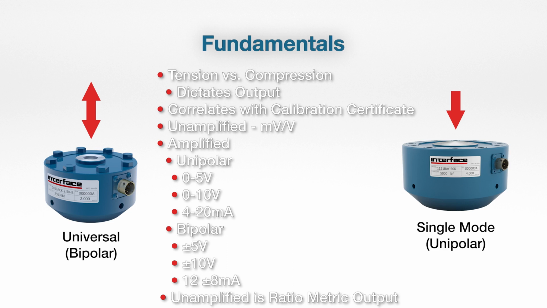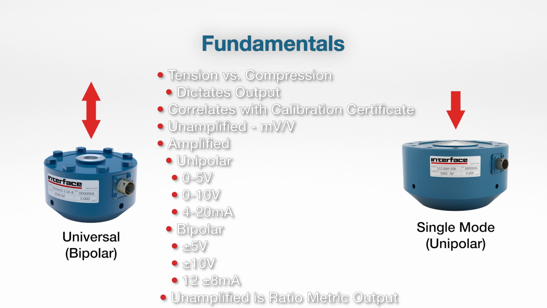Standard output from the vast majority of our load cells is going to be an unamplified millivolt to volt ratiometric signal. We'll come back and hit that again a little bit here. We do have amplified signals available as well. Oftentimes customers will require that to interface with their data acquisition units.